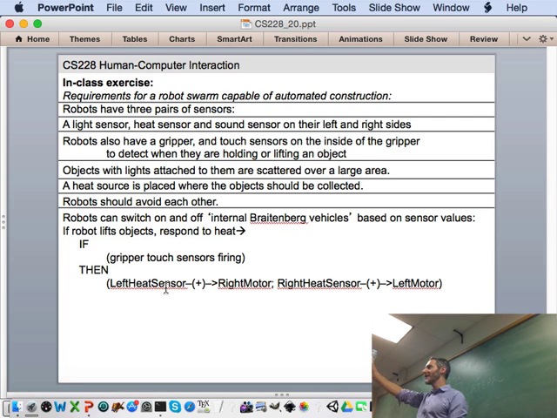So in these 4 lines of code, for the moment the robot grabs an object, it's only going to pay attention to heat, and what is it going to do in response? So this robot is running this software. This if statement is inside of an infinite while loop. It senses that the touch sensors are firing. It now allows the heat sensors to influence the motors and turns off the influence of the light and sound sensors. What does our robot do?